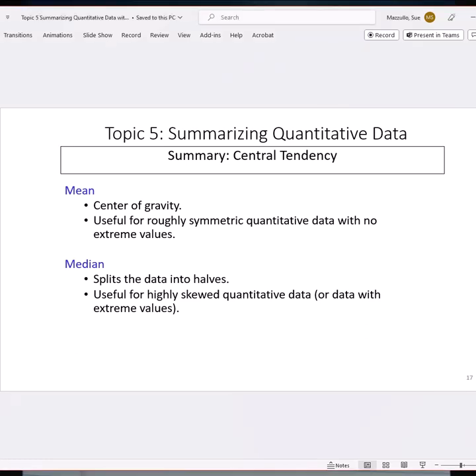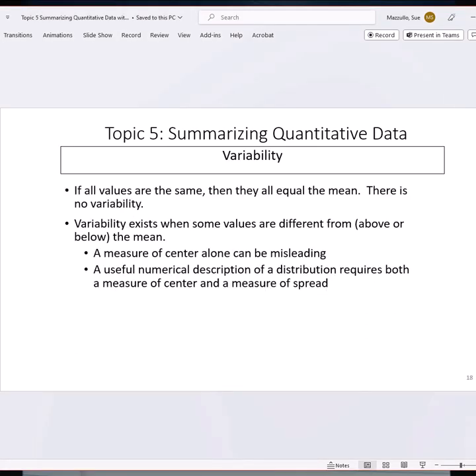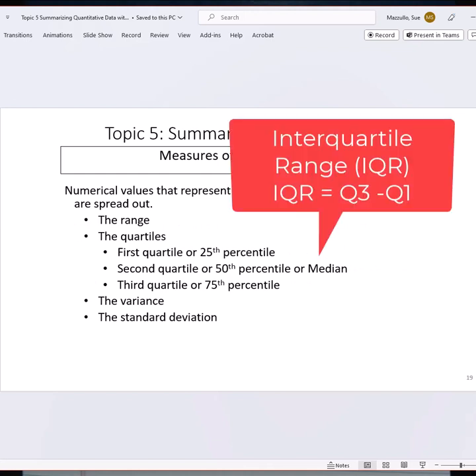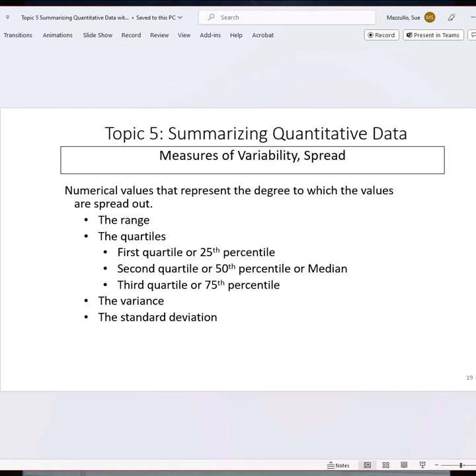Now it's time to go into a look at variability, that spread of your data. So the measure of center alone can be a little misleading. A useful numerical description of a distribution requires both the measure of center and the measure of spread. And these are the measures of spread we'll be looking at: the range, using the first and third quartile to get the interquartile range, the variance and standard deviation.